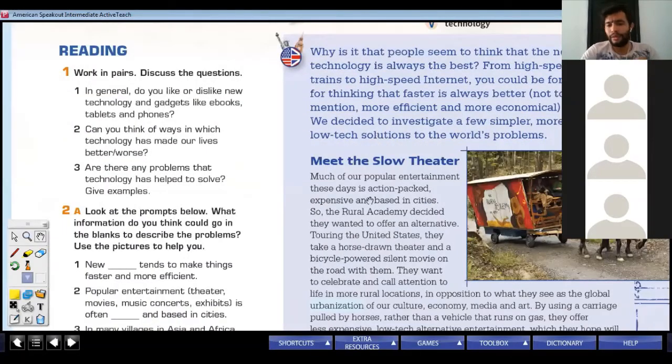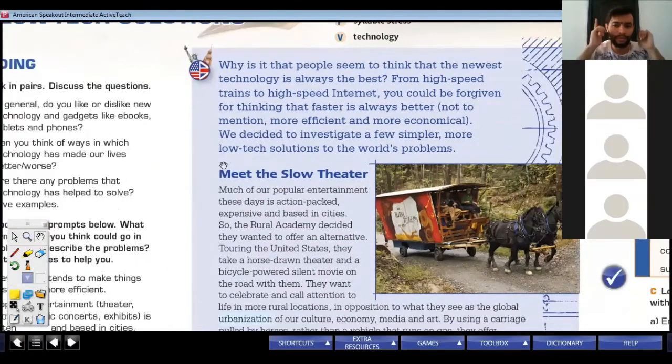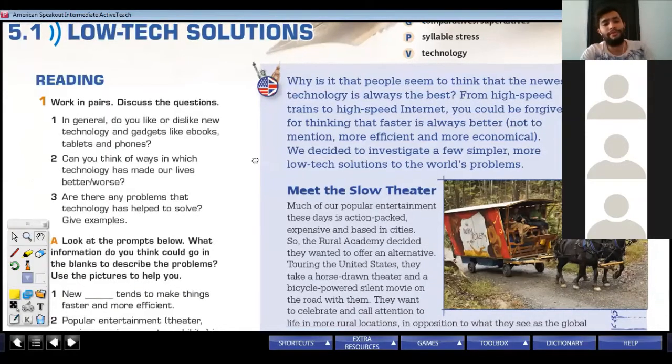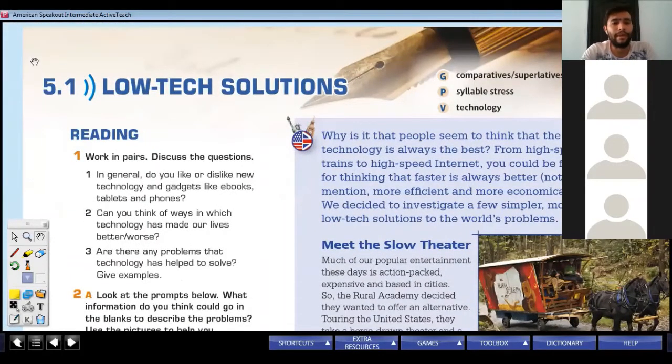But before going on to the lesson itself, I want you guys to work a little bit on reading. So if you have your books handy, please open them up and go to page number 56. Page number 56, unit number 5. And we have here the name of unit number 5, part 1, which is low-tech solutions. Now, before we start, let me begin with the first question.